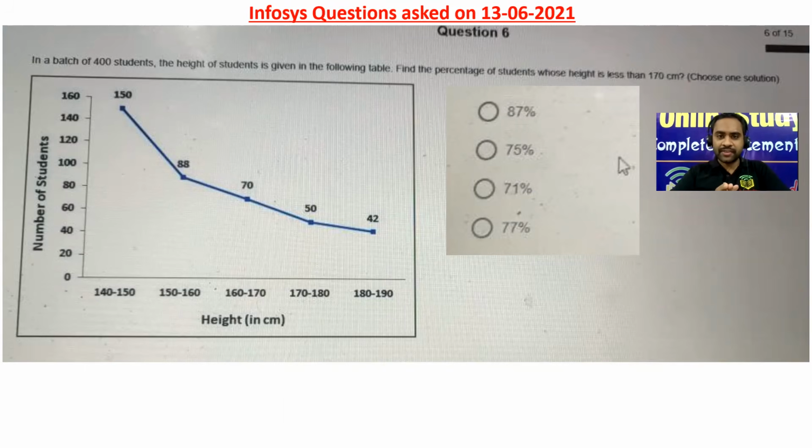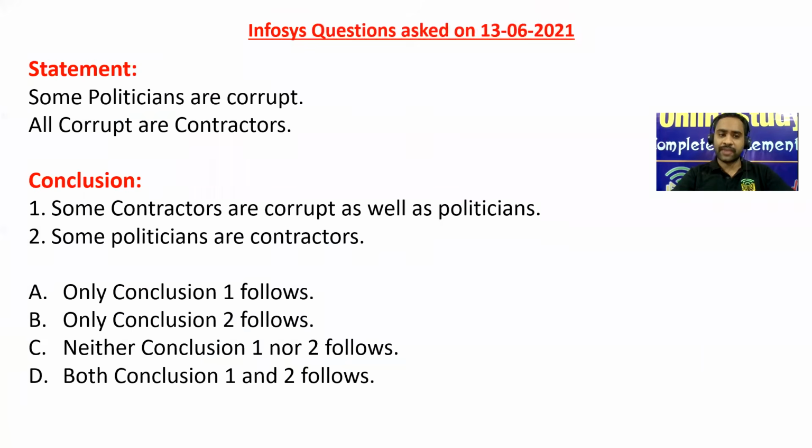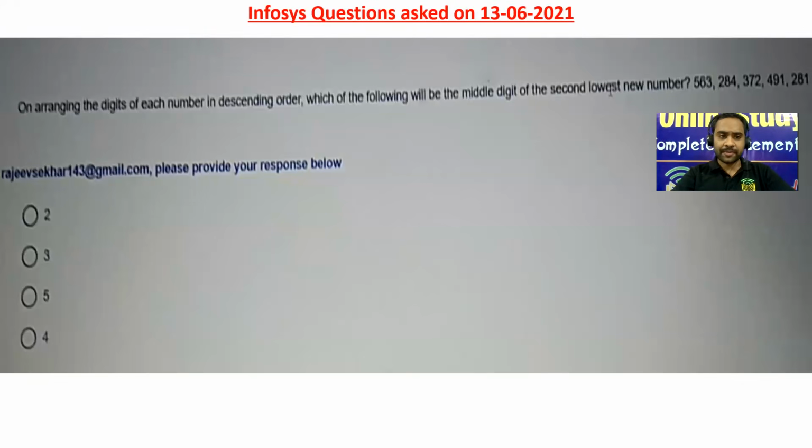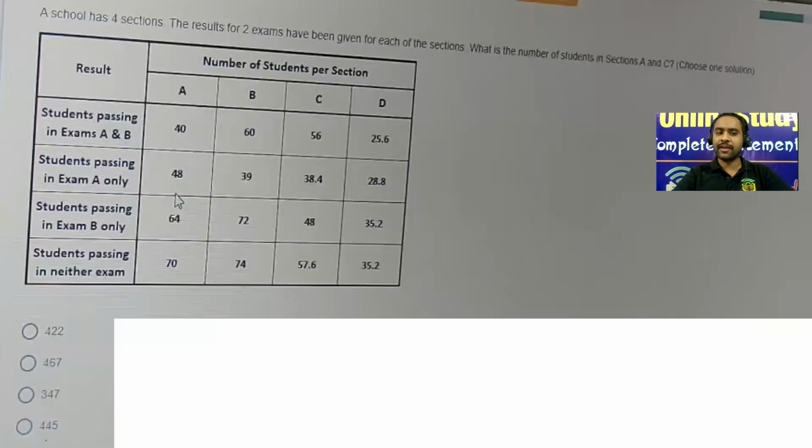Friends, this is Pratik Srivastava here, and in today's video, we are going to solve Infosys questions which were asked on 13th of June 2021. Mainly we will be solving data interpretation questions today, but along with that, we will also be solving some different topic questions. So data interpretation, plus we have syllogism, plus some number related questions, and then number series. So watch the video till the end.